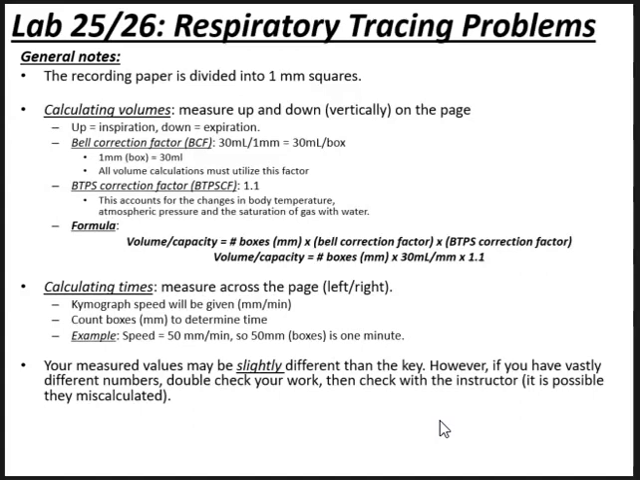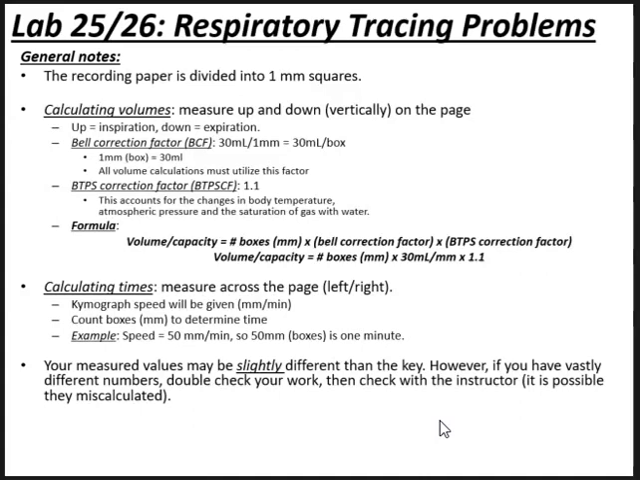When we look at the actual tracing paper, you'll be able to find this on page 146 of your lab supplement. We can see that the recording paper is divided into 1 millimeter squares. When we calculate volumes, we will be measuring up and down vertically on the page. Up, of course, is for inspiration, and down is for expiration. We'll be calculating capacities, and then we'll be using certain correction factors to take into account various factors.